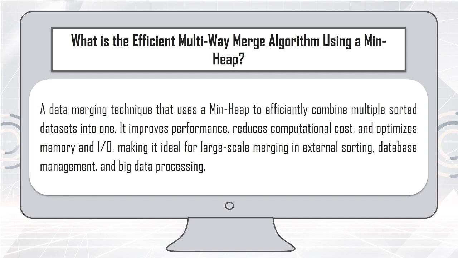By using a min heap, this method becomes much faster and less demanding on your computer's memory. It also cuts down the number of times your system has to read or write to the disk, which is super helpful when working with massive datasets like those that don't fit in memory. That's why it's widely used in external sorting, database operations, and big data analytics, places where merging huge amounts of sorted data is a regular and critical task.